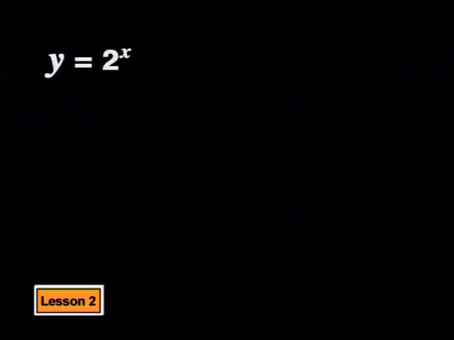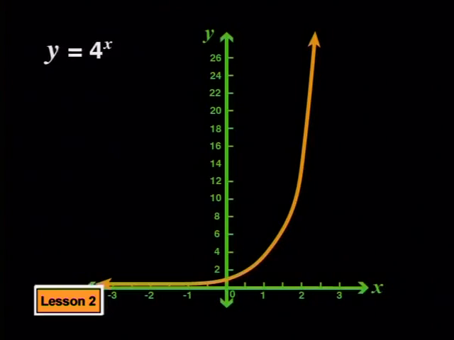So far, we've only looked at one exponential function, y equals 2 to the x. Now we are ready to change the base b of this function to other values. Let's choose to make b equal to 4. I will leave you to plot this graph for yourself using a table of values. This is the graph you should find. The graph of y equals 4 to the power of x.